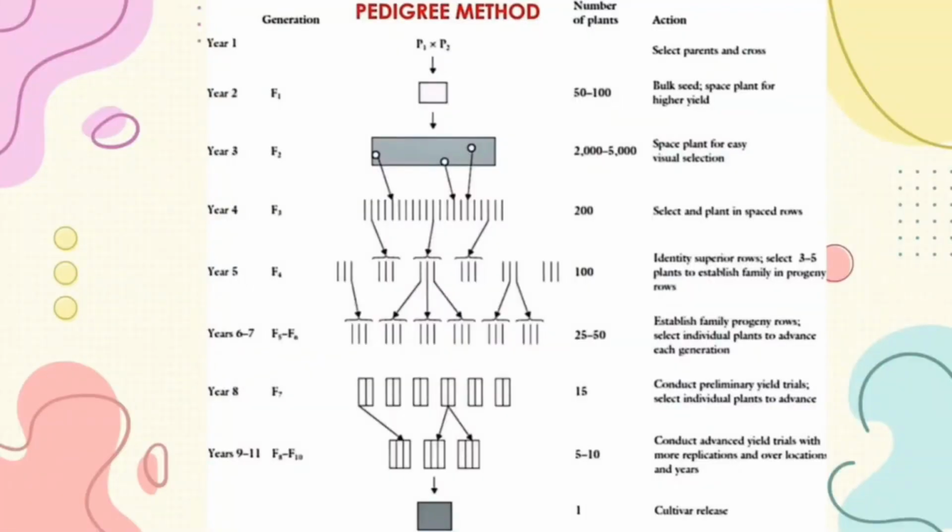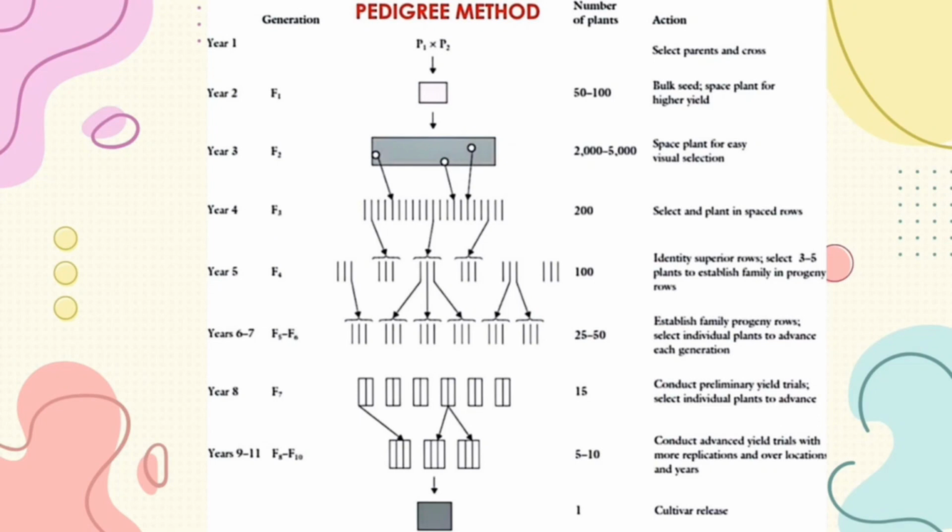Okay, now I will talk about the procedure of the pedigree method. As you can see here, in year 1, the selected parents are crossed to produce a single or complex cross. In year 2, F1 seeds are space planted to produce the maximum number of seeds. In year 3, F2 seeds are space planted for selection. Crossing related varieties reduces selection, while breeding for quantitative traits requires a larger number of F2 plants. Selection is based on inherited traits.